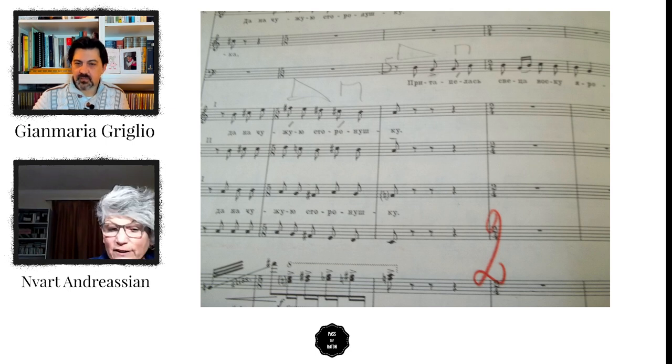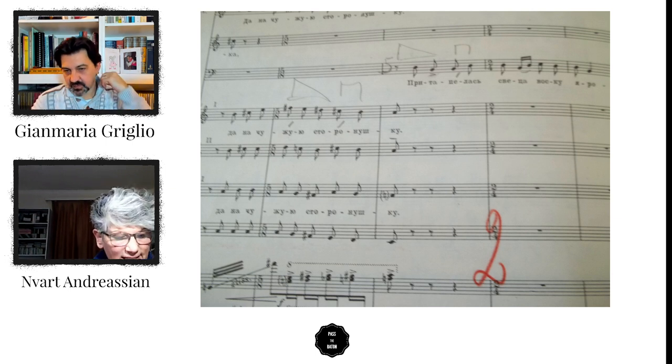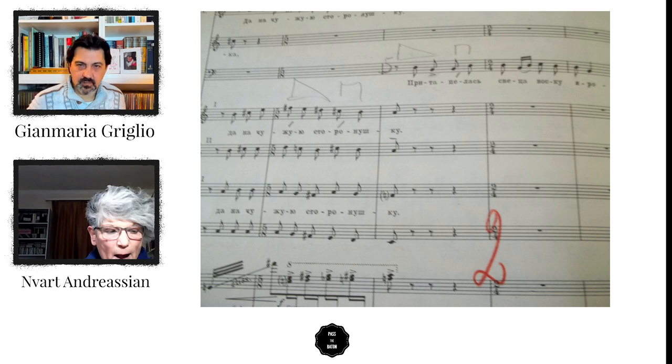Unfortunately, I couldn't take a photo of the full score of the full part, but if anybody has a score, please have a look. Pa pa pa pi pa pa pa pa pa pa.